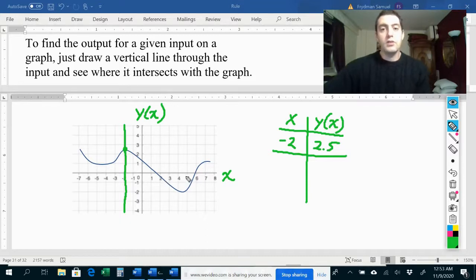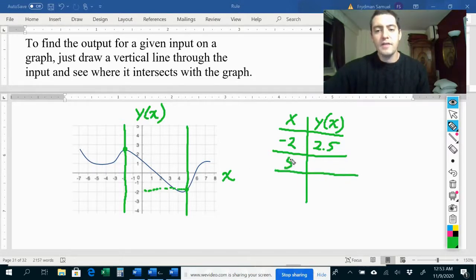So what if I wanted to know the output for the input of 5? Well, I would draw a vertical line through 5 and see where it intersects the graph. And that looks to be at about, let me just draw a dotted line over here now, about -1.9. So when my input is 5, my output is -1.9. And you might be saying to yourself, do you have to draw the whole vertical line? No, of course you don't.